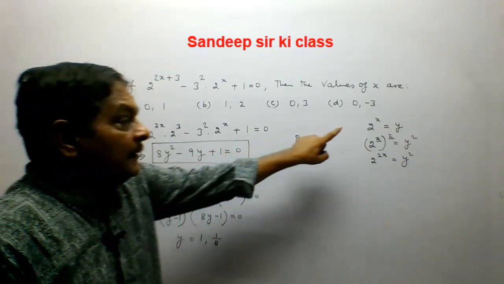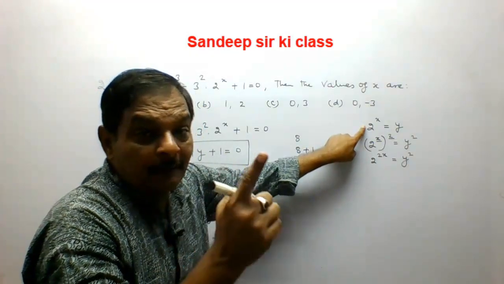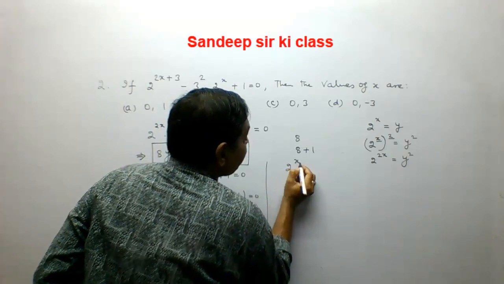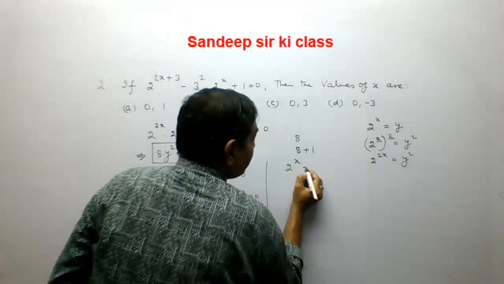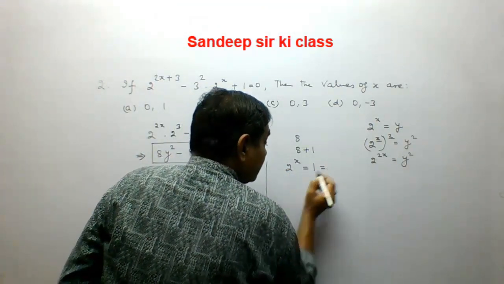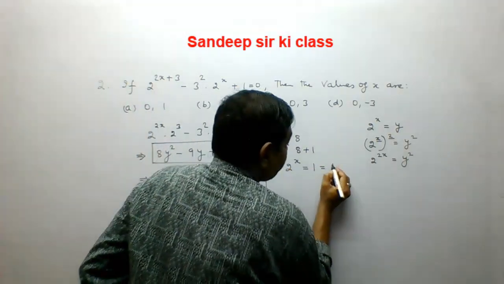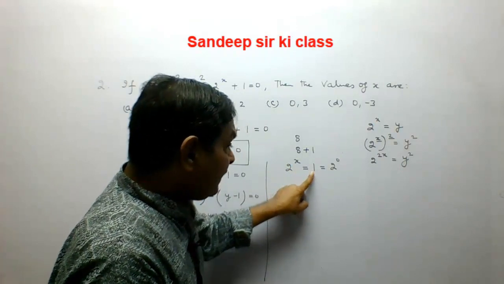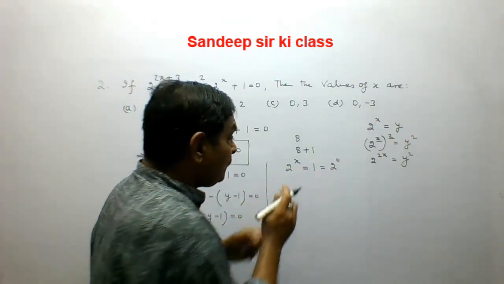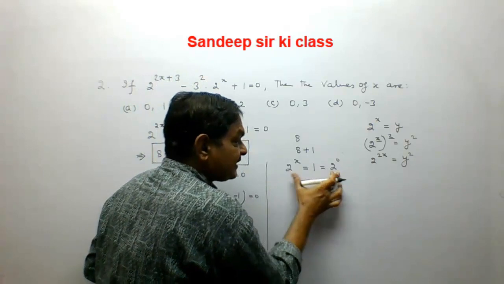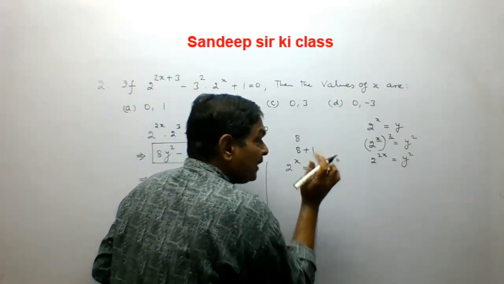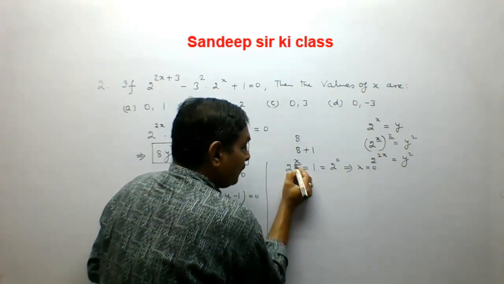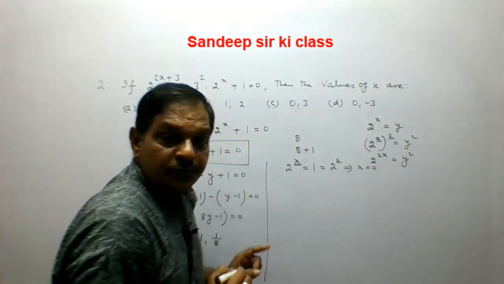Now what is my y? It is 2 raised to the power x. So 2 raised to the power x is equal to 1. Now 1 can be written as 2 raised to the power 0. Any number raised to the power 0 is 1. So I am writing this 1 as 2 raised to the power 0. Bases are the same, both sides it is 2, so powers will also be equal, which gives me x is equal to 0.